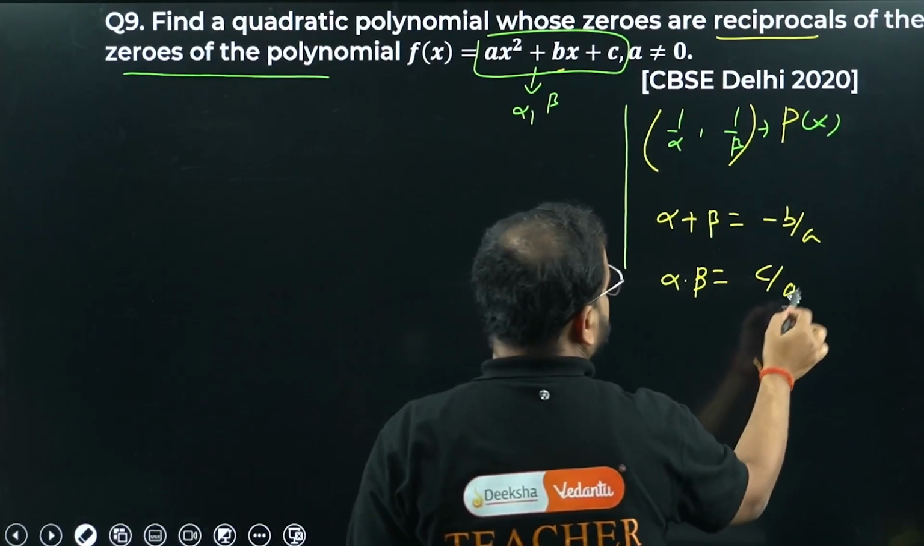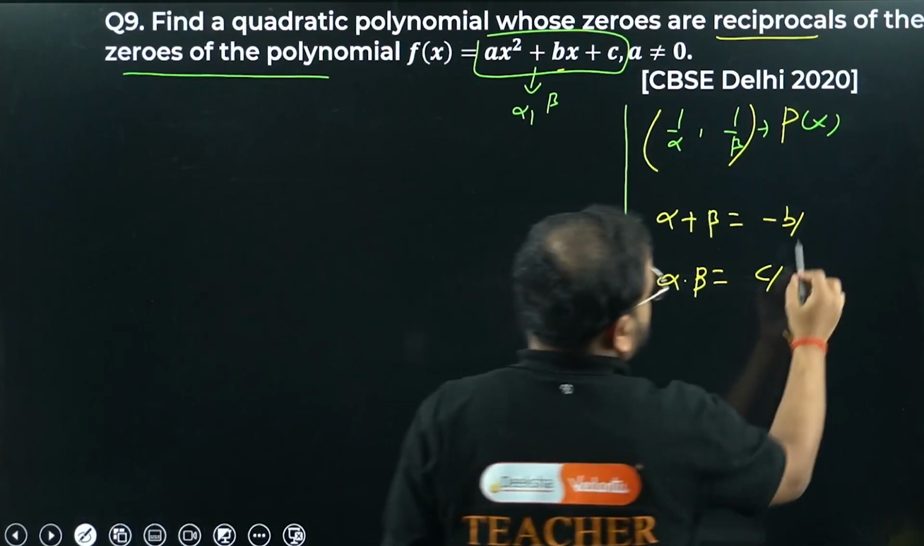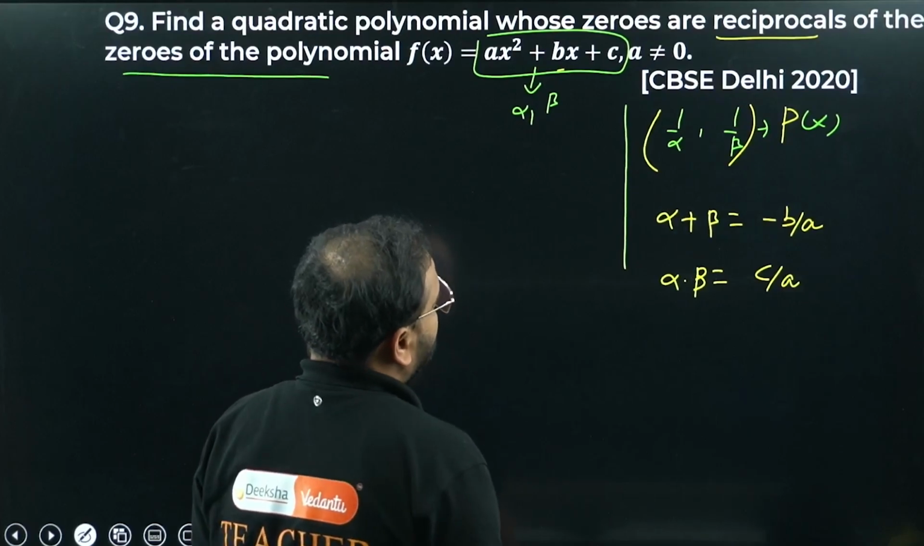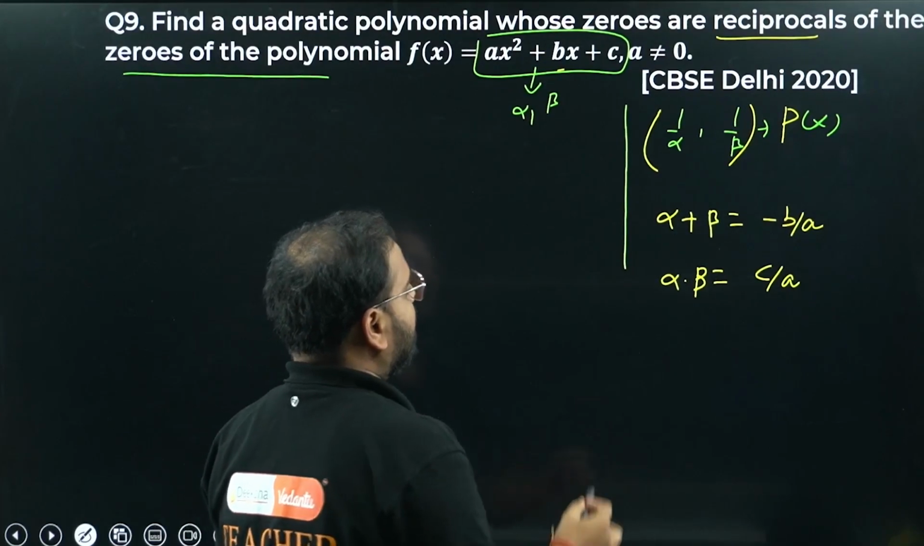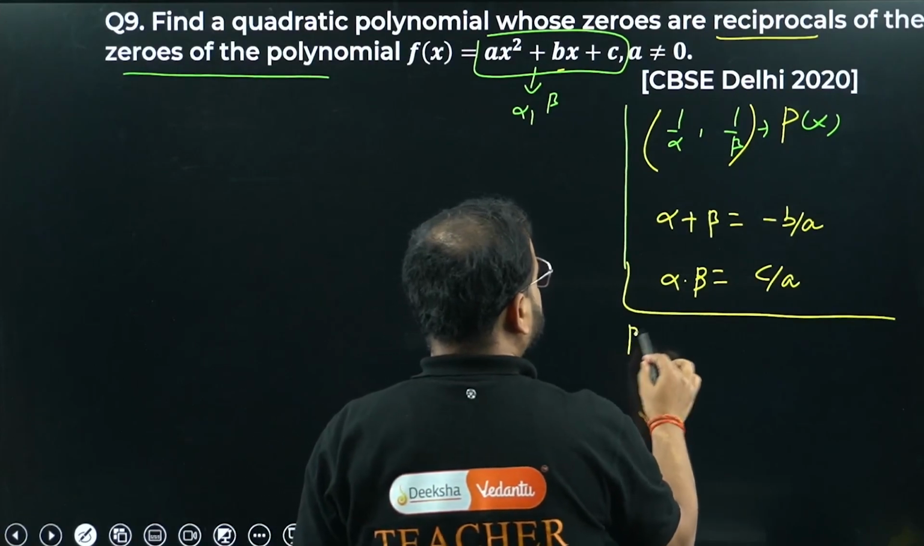One second. C by a and minus b by a. Now we're looking for what? Let's say this condition is over. I'm looking for the new polynomial. Which polynomial, sir? P of x.